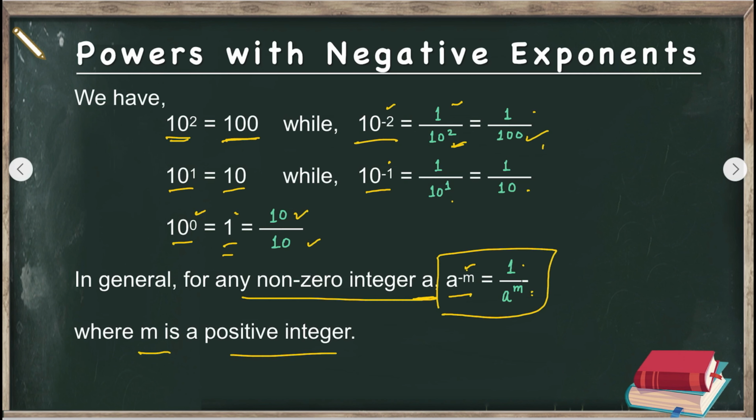So m is any positive number, and a can be any non-zero number. It can be a positive or negative number, but not zero. But m is a positive number. So that's how we can write the negative exponent. Just shift it to the denominator, and its negative power will become positive. Similarly, if you shift this a power m to the denominator, its power will change to negative.